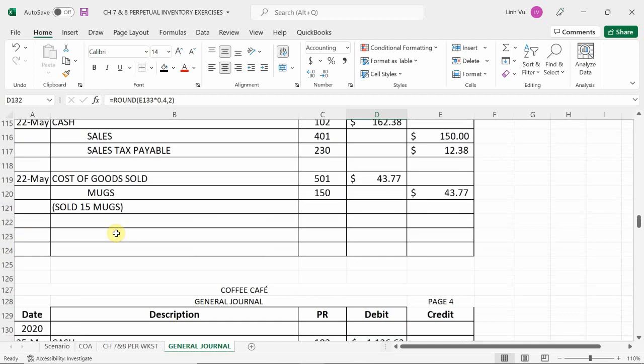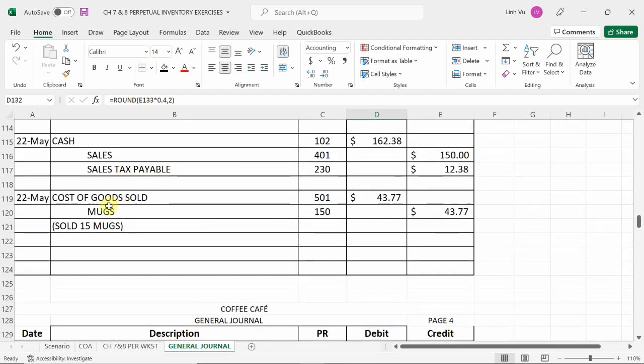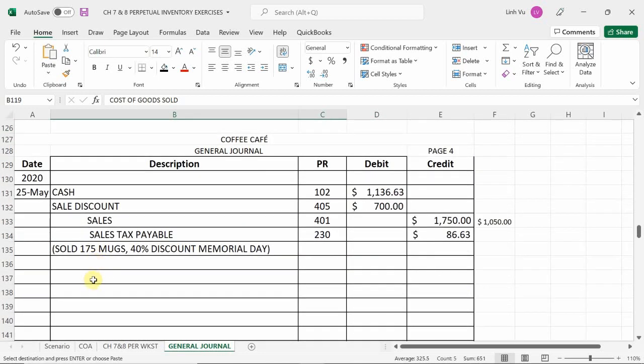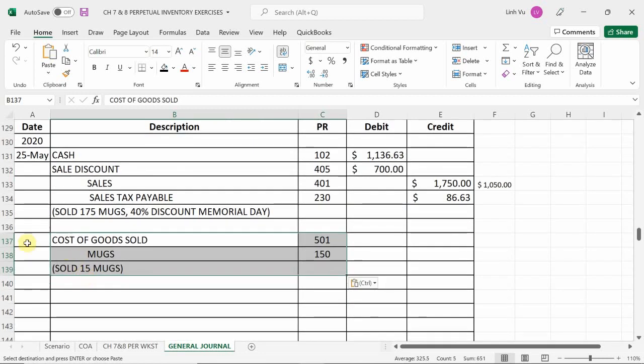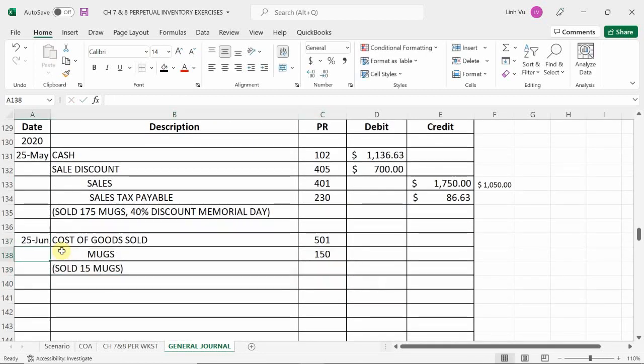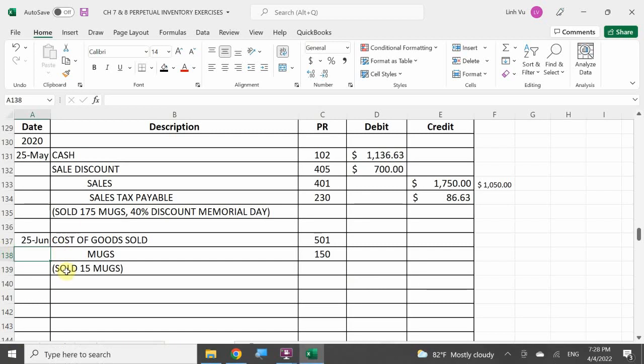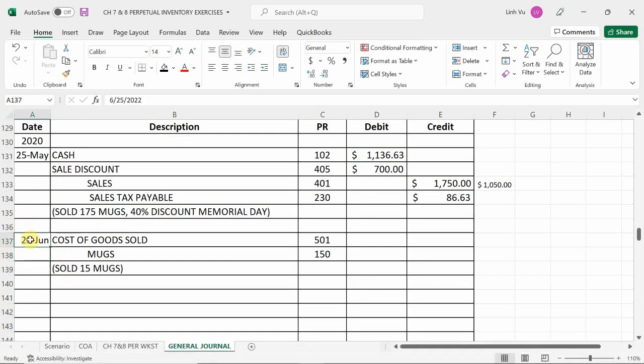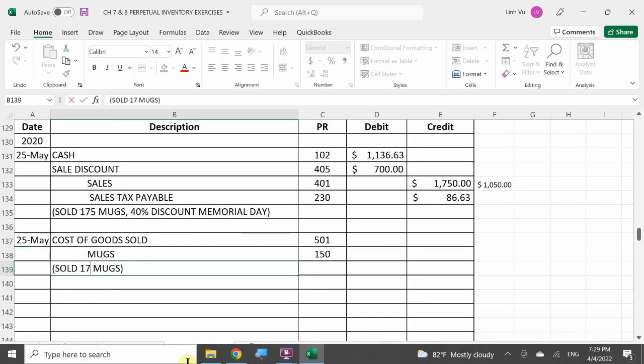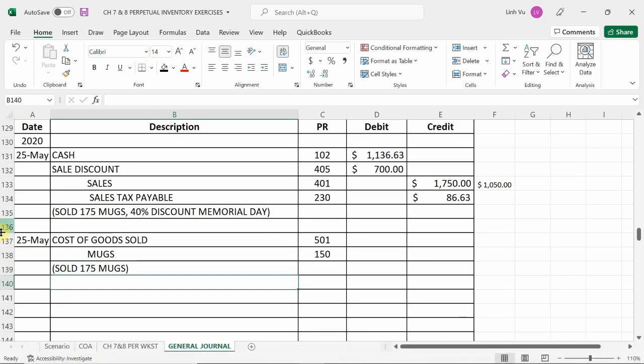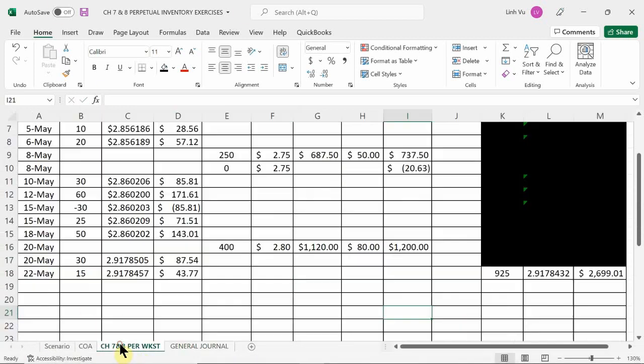Okay. And of course, because I end up selling 175 mugs, I need to adjust my inventory accordingly. So in this case, I need to solve for how much it cost me to sell 175 mugs. So right here, I sold 175. Okay? So I'm going to go to my inventory worksheet once again. It is now May 25th.